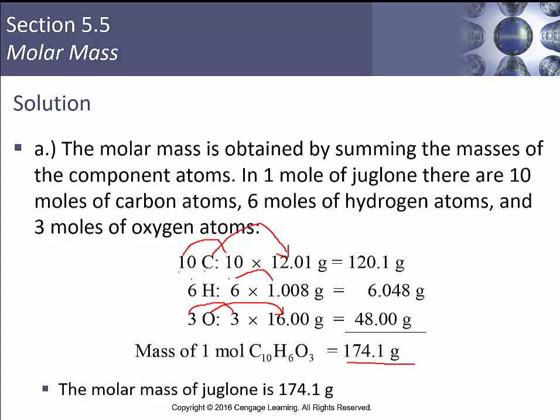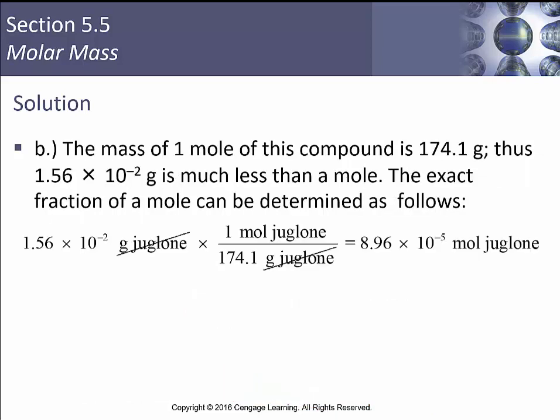So that means that the molar mass of juglone is 174.1 grams per mole. Right? And this is our handy-dandy little conversion factor that we're going to use in step B. So the mass of 1 mole of this compound is 174.1 grams. Therefore, our 1.56 times 10 to the minus 2 grams is a lot less than a mole. Just kind of looking at orders of magnitude, this guy's going to be 10 to the 2. This guy down here is 10 to the minus 2. So we're just order of magnitude guessing. It's going to be about times 10 to the minus 4.